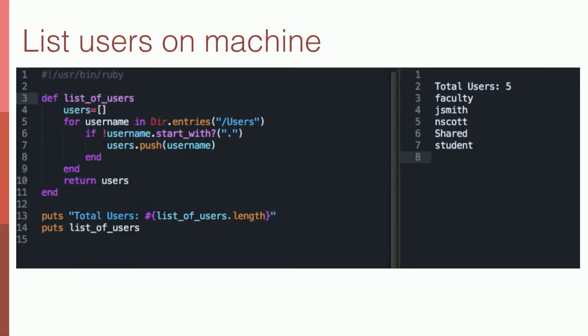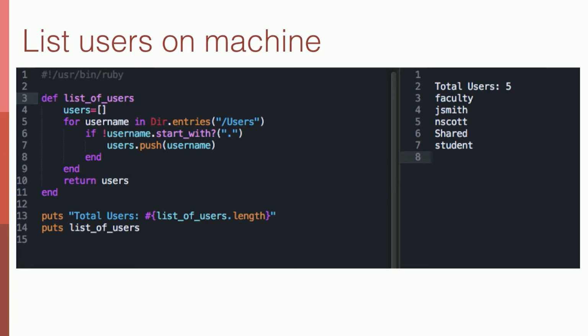If you wanted to see a list of users on a machine, it's basically looping through the users folder and giving me those results into an array, spitting out anything that starts with a period, because I don't want to see hidden folders. And then I'm just telling it to give me the results. So here it's saying total users, you have 5 users. That can be helpful for a shared machine or something that's public. I want to see how many people are logging into a machine, see what kind of use it's getting.